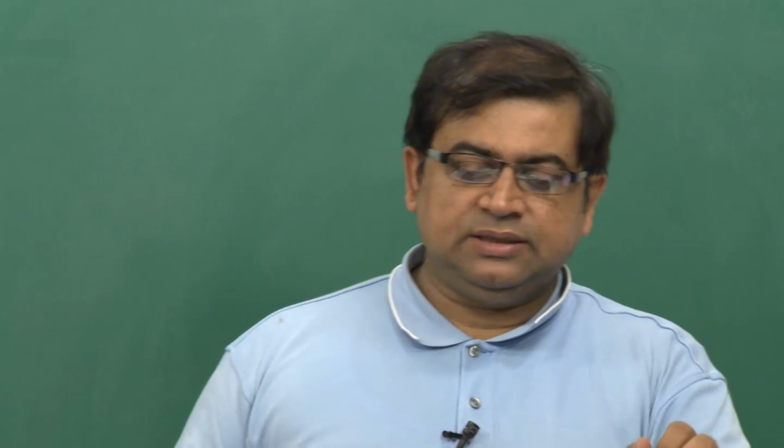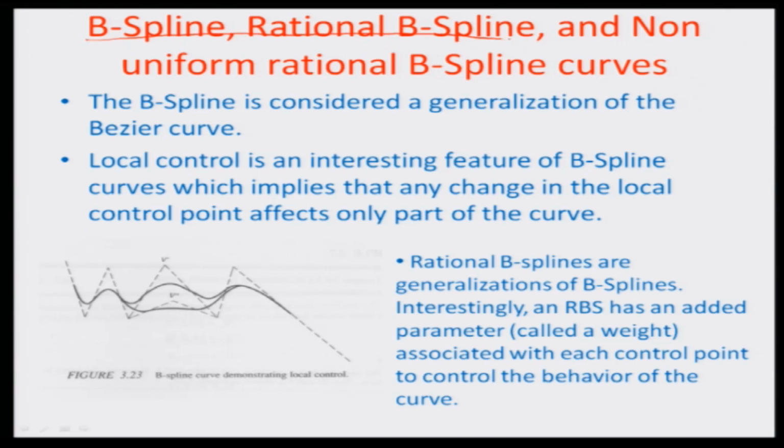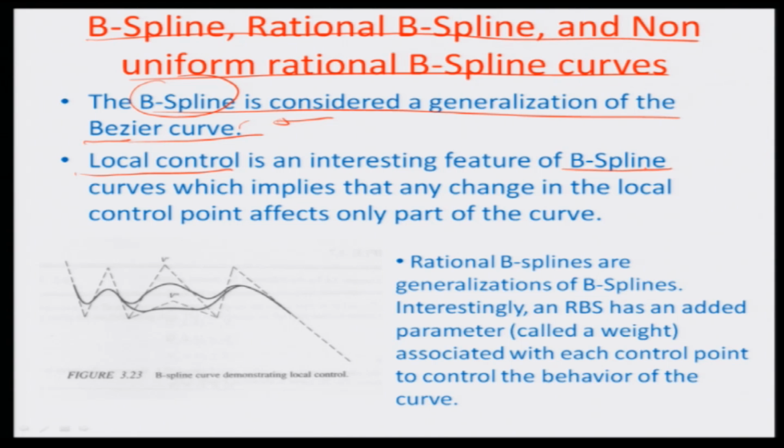So, there are many other kinds of fits which are possible, and I think I had mentioned the B-spline, rational B-spline, non-uniform rational B-spline curves. So, as far as the B-spline is considered, a generalization of the Bezier curve is done in a manner to obtain a B-spline where there is some degree of local control. Okay. So, the only difference between the actual Bezier curve and the B-spline is that local control becomes an interesting feature of the B-spline curves, and it implies that any change in the local control affects only a part or a region of the curve.